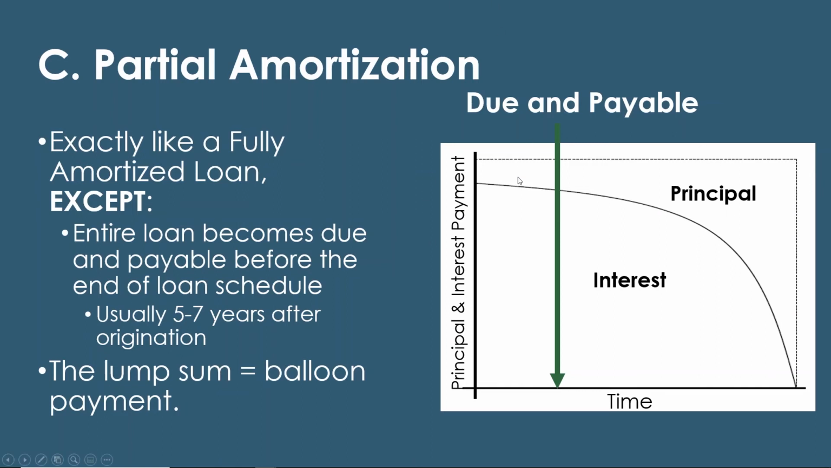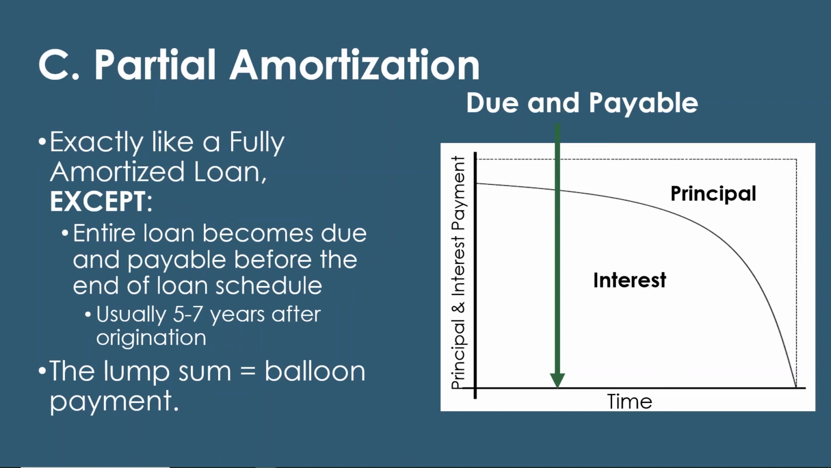same type of schedule, but instead they have the entire loan becoming due and payable before the end of a loan schedule. So let's say you've been paying based off of a 30-year loan. Well, they're going to say with a partially amortized loan at maybe the 5 or the 7-year mark, you are going to pay a lump sum payment of the entire loan balance. So you've been paying a little bit of principal reduction as you go, but then you're going to have right here a lump sum, a balloon payment we call it, for the remaining balance.